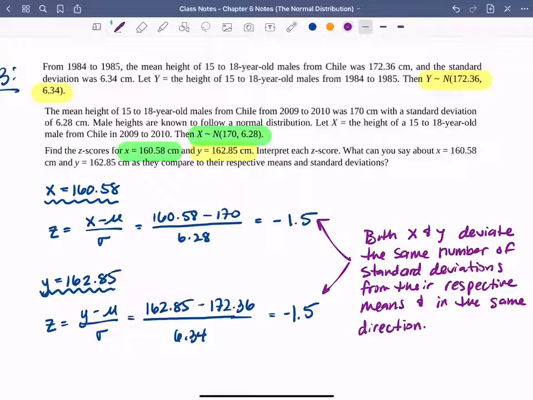Well, I thought they were the same direction. No, just because they have the same standard deviation away from the mean does not mean they're in the same direction. In this case, they're both negative 1.5. But if one was negative 1.5 and the other was positive 1.5, they would both still deviate the same number of standard deviations away from their respective means, but they would go in opposite directions, right? But because they're both identical and they're the same, then we can say they're also in the same direction.